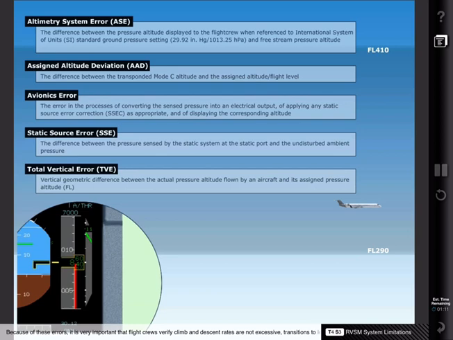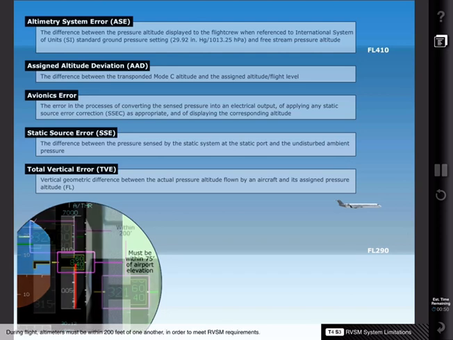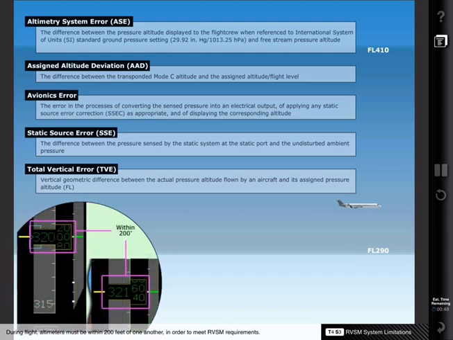Because of these errors, it is very important that flight crews verify climb and descent rates are not excessive, transitions to level flight do not overshoot assigned altitude, and altimeter limits on the ground and in flight are within standards. On the ground, altimeters must display values within 75 feet of airport elevation. During flight, altimeters must be within 200 feet of one another in order to meet RVSM requirements.